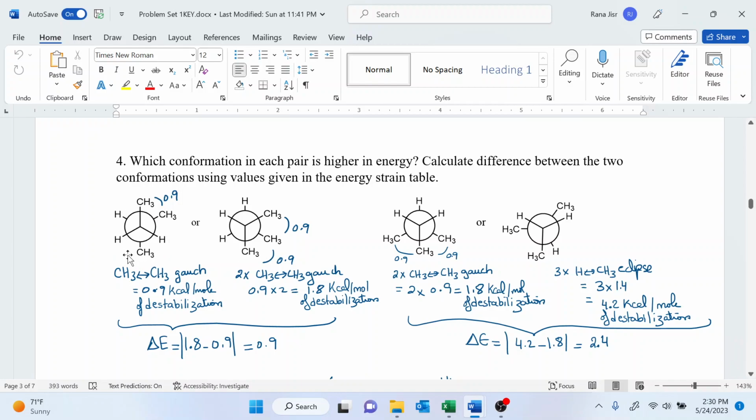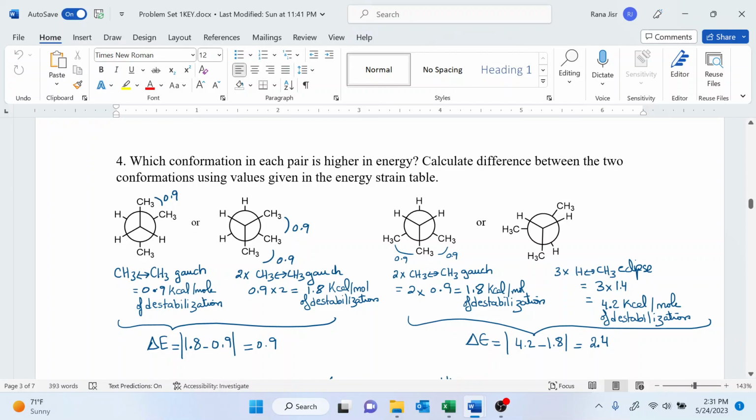Look at the Newman projection and list down all the energy strain that you have with respect to the groups being close to each other. So here for the staggered, I only have a CH3 CH3 gauche interaction, and that is going to be 0.9 kilocalories per mole. We call this energy of destabilization, by the way. Here I have two CH3 CH3 gauche, so you multiply the 0.9 by 2. And then all you need to do is just compare. So which one is higher in energy? 1.8 is more than 0.9, so definitely this one is higher in energy.